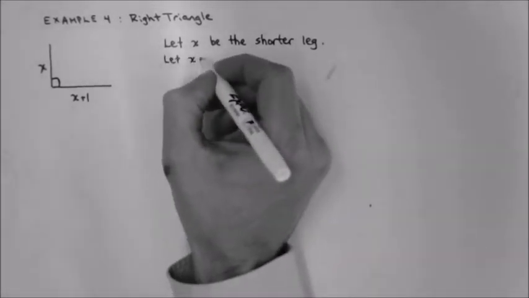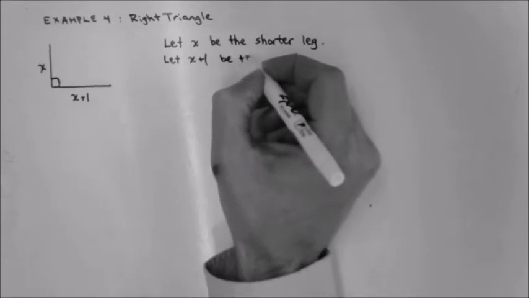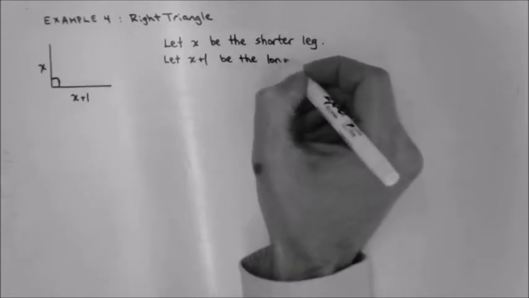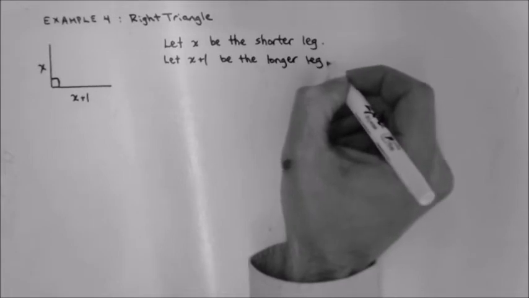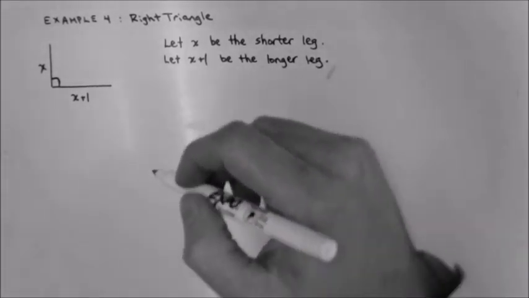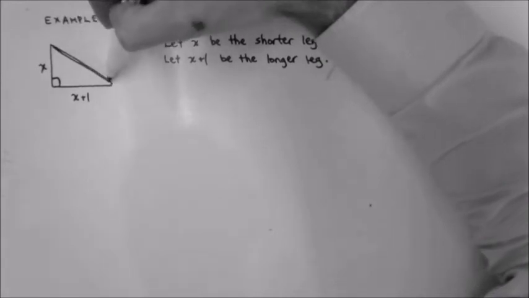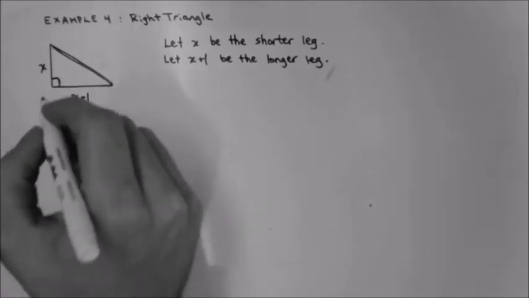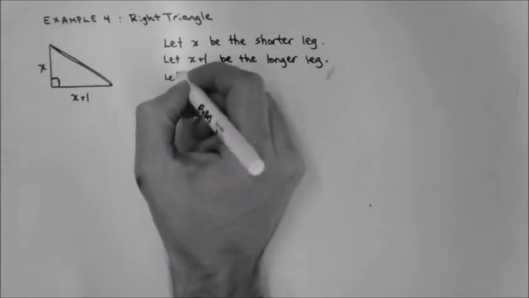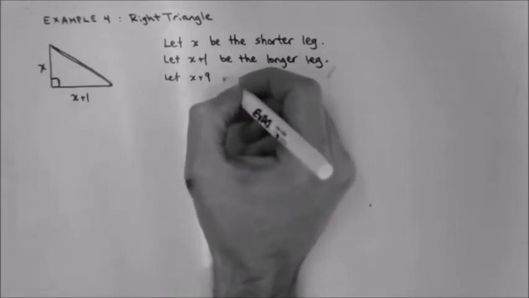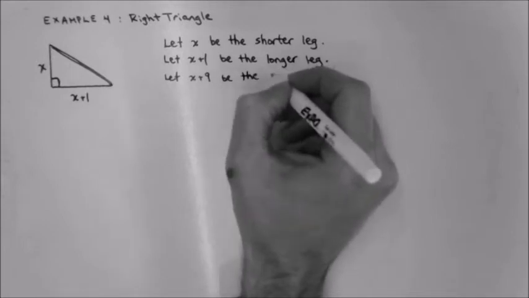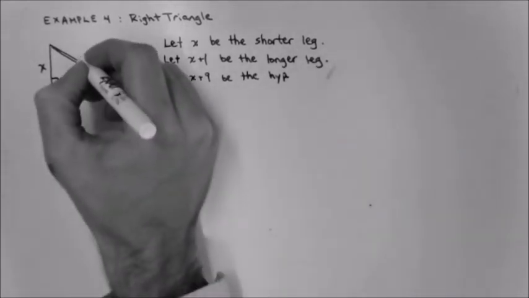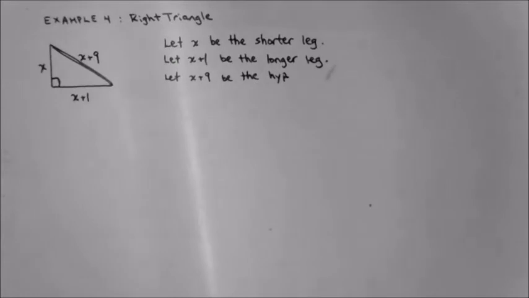Let x plus 1 be the longer leg. Why? Well, because it's 1 centimeter longer than the shorter leg. Get out my trusty ruler, draw my hypotenuse, and the length of the hypotenuse is 9 centimeters greater than that of the shorter leg. Let x plus 9 be the hypotenuse. X plus 9.